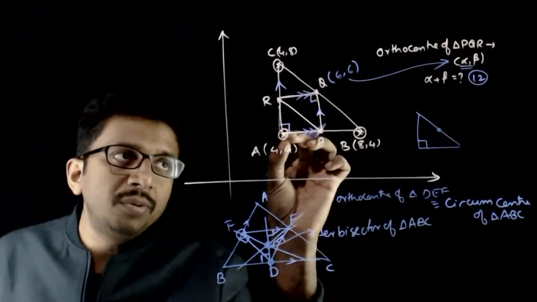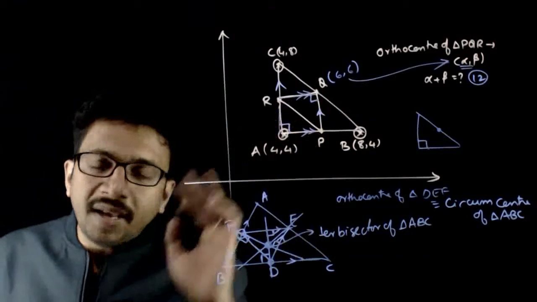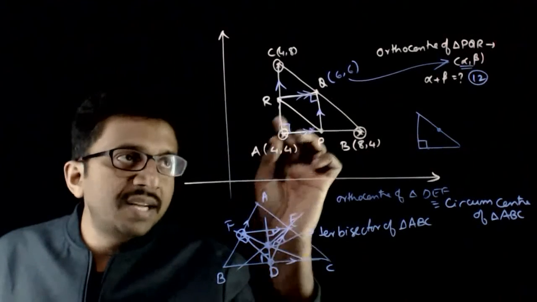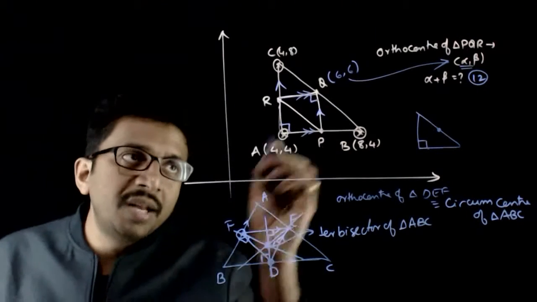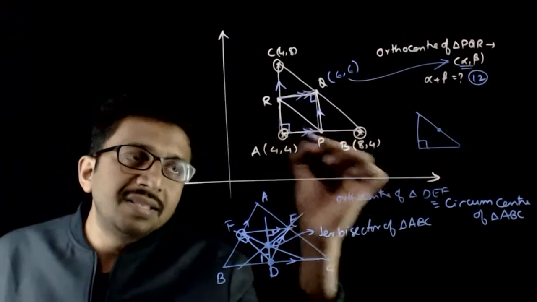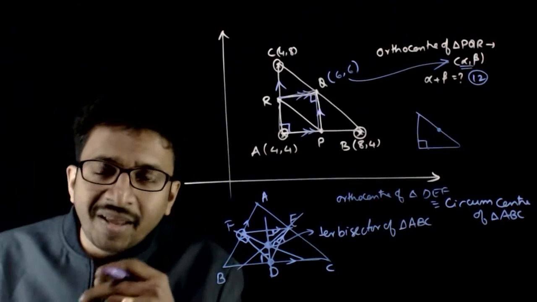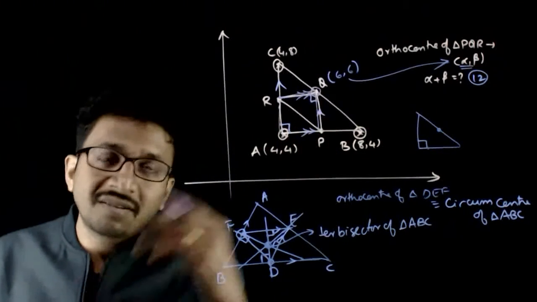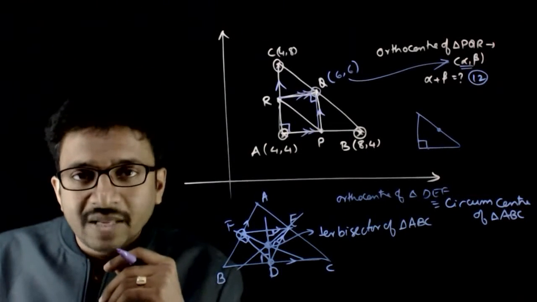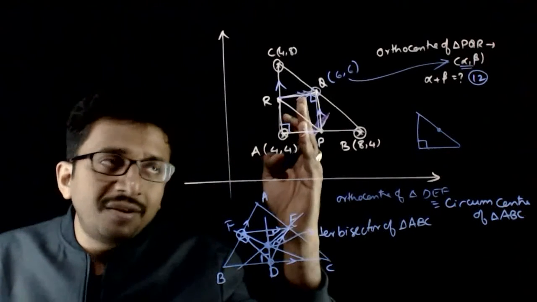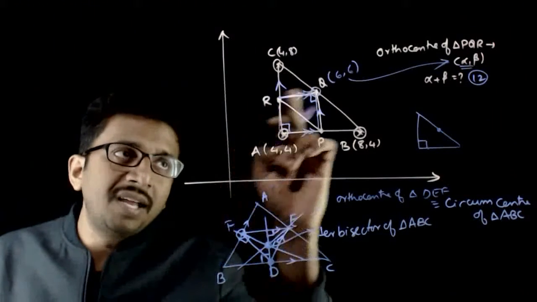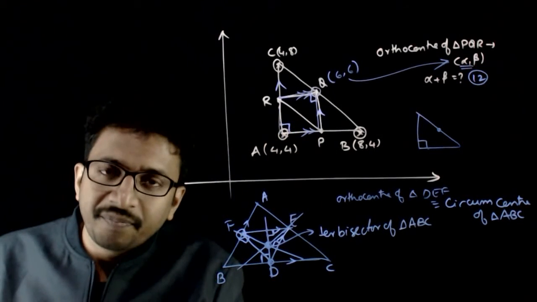So PQRA is a parallelogram, hence the opposite sides are equal. This angle is 90, which implies this angle is also equal to 90. That means this triangle is a right angle triangle, and the orthocenter of a right angle triangle is the right angle vertex, which is the same as Q. So I can use this logic also to see that this point Q is the orthocenter of triangle PQR. Thank you.